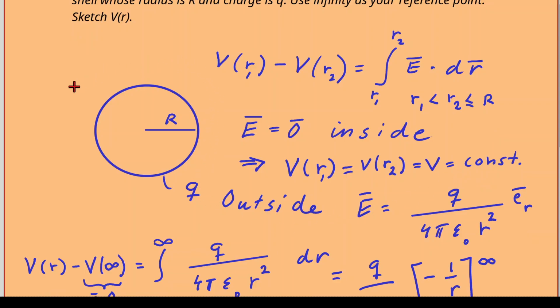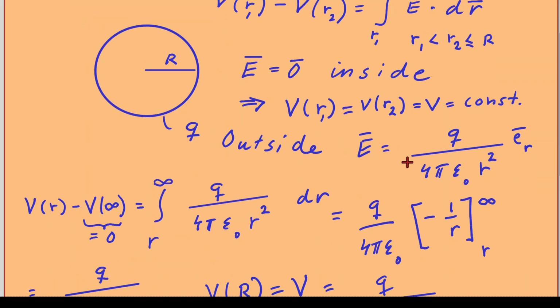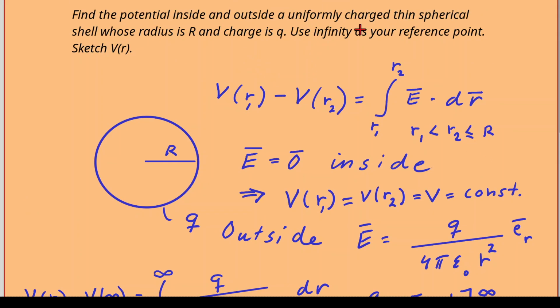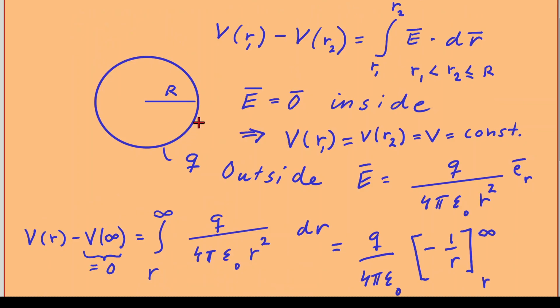And outside the spherical shell, this shell behaves like there is a point charge in the center. So it's the ordinary electric field like this. And then the problem text says that we can use infinity as a reference point. So then the difference in potential is VR minus V infinity. And then we say that constant is 0. So we have VR equal this integral. First point R, second point infinity.